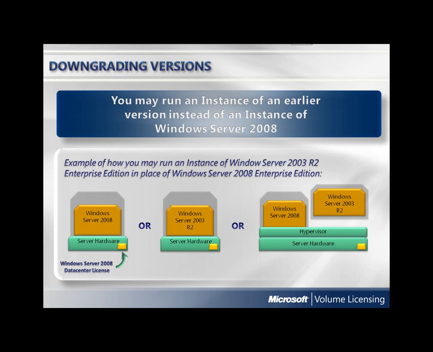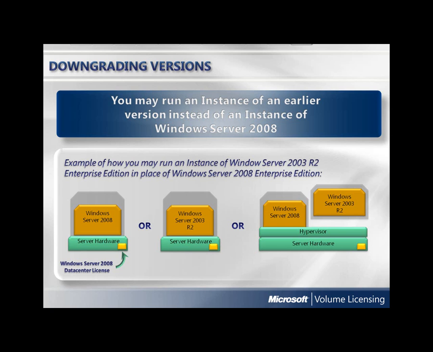The licensing for Windows Server 2008 has flexibility of downgrade rights. You may run an instance of an earlier version of Windows Server. Let's look at an example of this practice. Let's say you've purchased a Windows Server 2008 Data Center license and assigned it to a piece of server hardware.